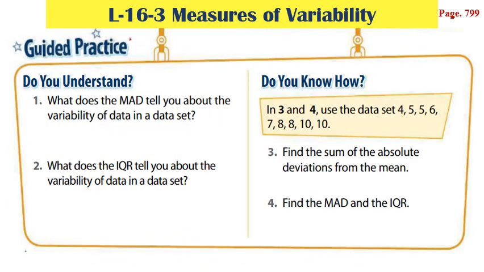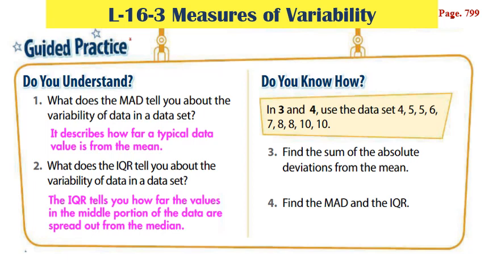Now guided practice, first part. Do you understand? Question number 1. What does the MAD tell you about the variability of data in a data set? What is your answer? Very good. It describes how far a typical data value is from the mean. Question number 2. What does the IQR tell you about the variability of data in a data set? Great. The IQR tells you how far the values in the middle portion of the data are spread out from the median.